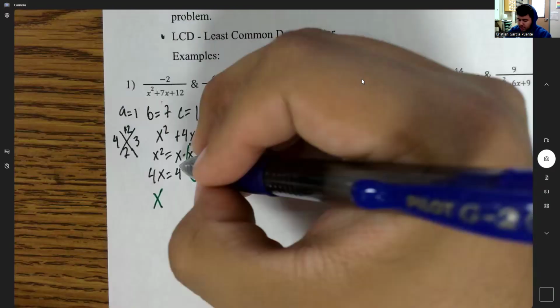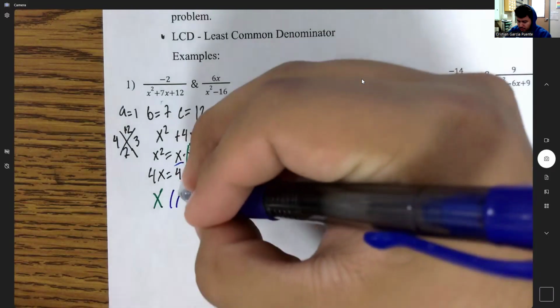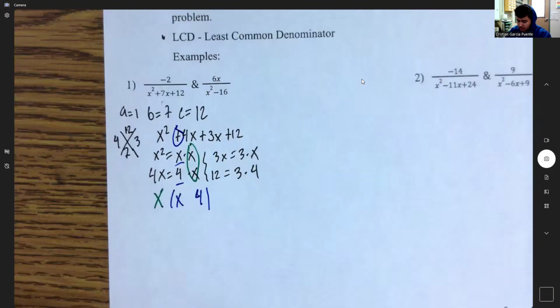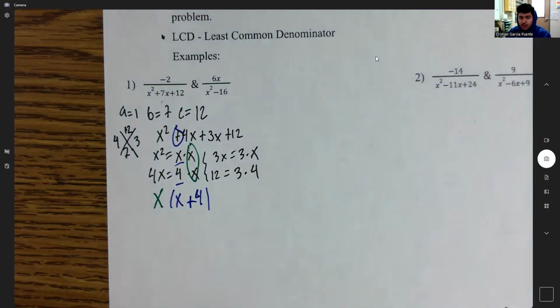Now, what did we not use on the top? We didn't use an x. What about the bottom? We didn't use a 4. And then what's your symbol in between? Plus. Now we're going to do the same thing with the last two.